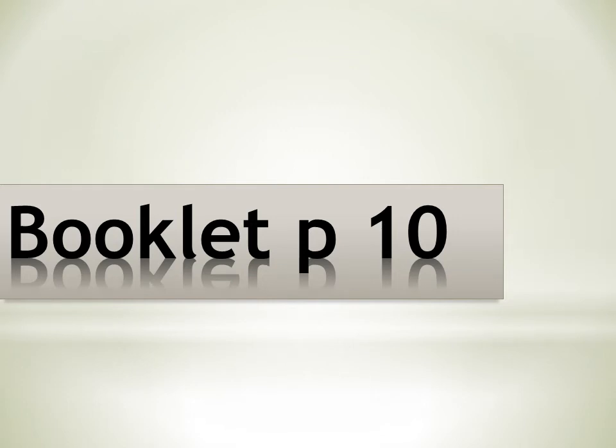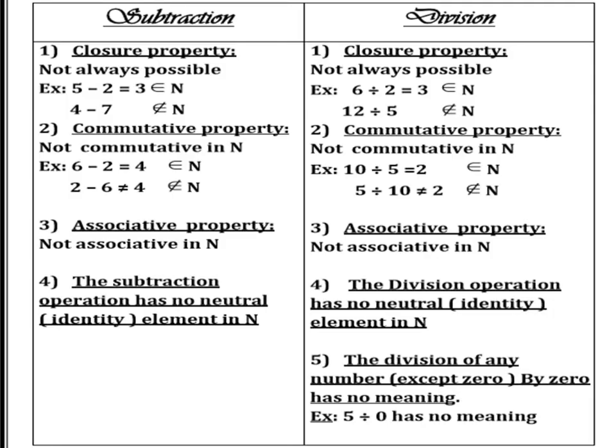And now open booklet page 10. Here in subtraction and division, there is no property that holds. Closure, no, it's not always possible in N, in subtraction or division. Commutative property, also it's not commutative in N, in division and subtraction, so we can't change the places. In the associative property, it's not associative in N, in subtraction and division. What about the identity? There is no identity in subtraction and also in division.